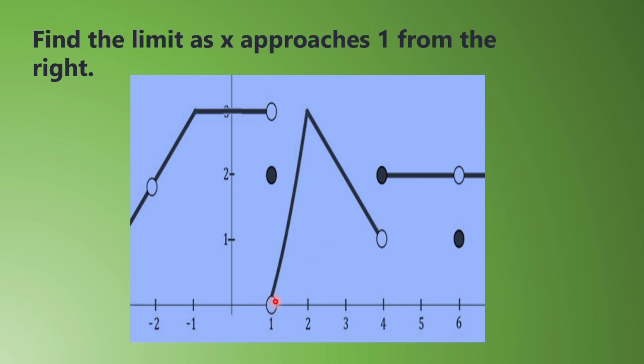For this case, you'd like to identify the limit as x approaches 1 from the right. So this is 1, and this would be the behavior of the graph from the right of 1. And as we move closer and closer, our f of x gets closer and closer to 0. So here, the limit of the function as x approaches 1 from the right is equal to 0.